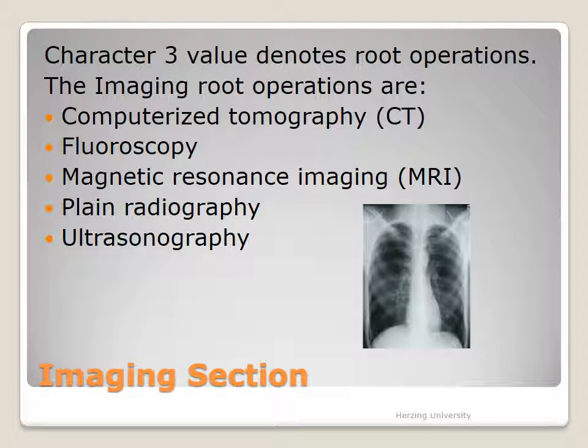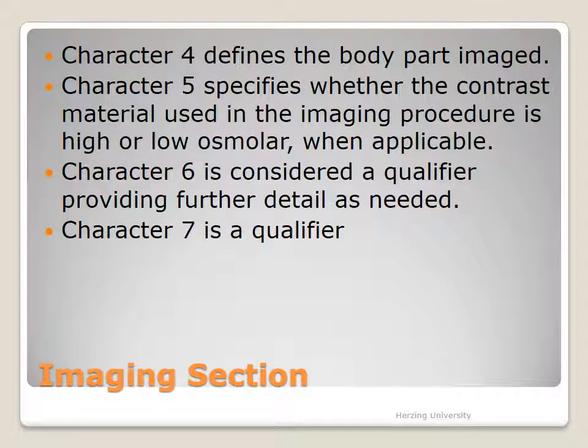The types of imaging procedures are plain radiography, computerized tomography, ultrasonography, fluoroscopy, and magnetic resonance imaging. The fourth character position identifies the body part imaged. Attention to detail is important in this value choice because very specific sites are noted in this column of the table for the imaging section.